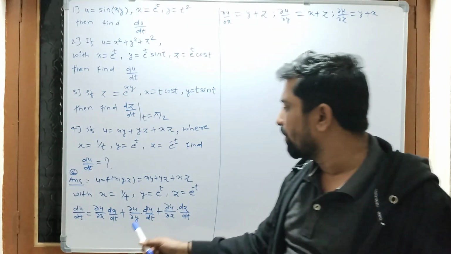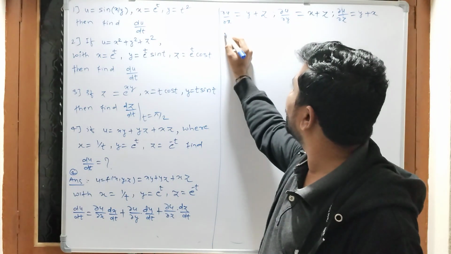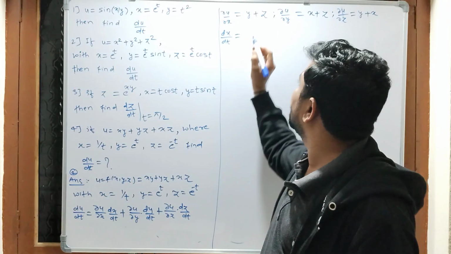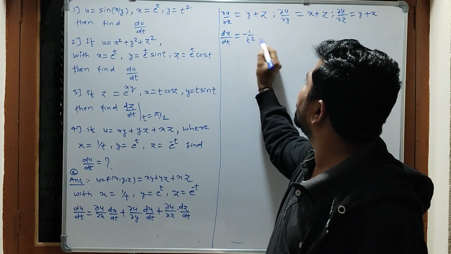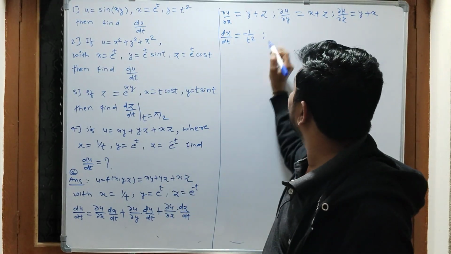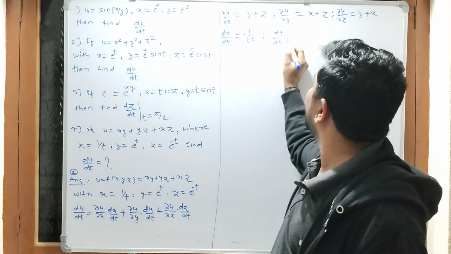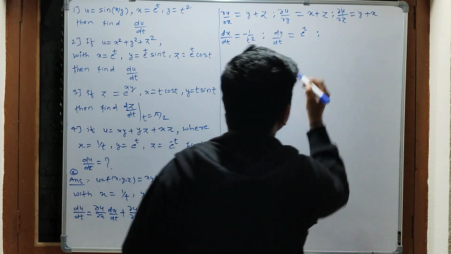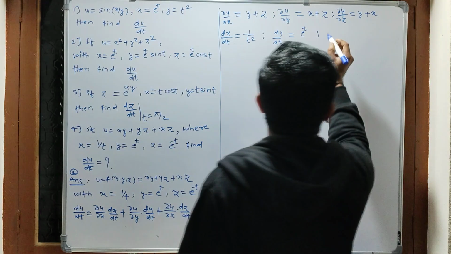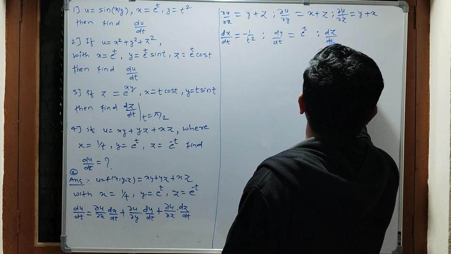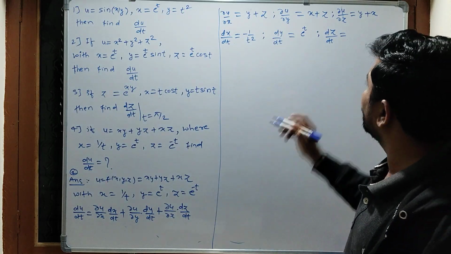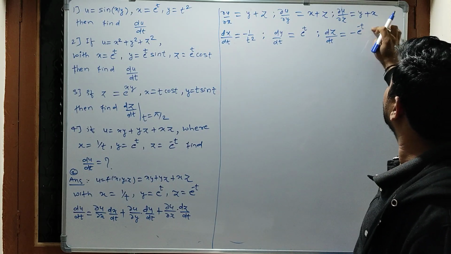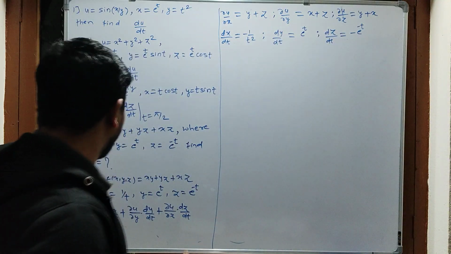Now I want to find the ordinary derivatives, because x, y and z are functions of t. First dx/dt: the derivative of 1/t is −1/t². Now dy/dt, which is the derivative of e^t, simply e^t. Now dz/dt: the derivative of e^(−t) is e^(−t) times the derivative of the exponent, that is −1. Now just multiply.